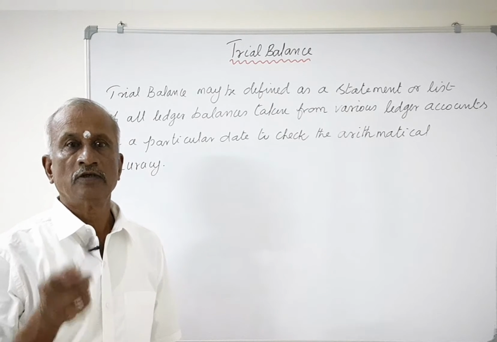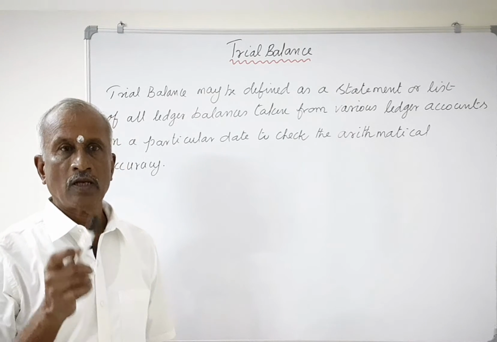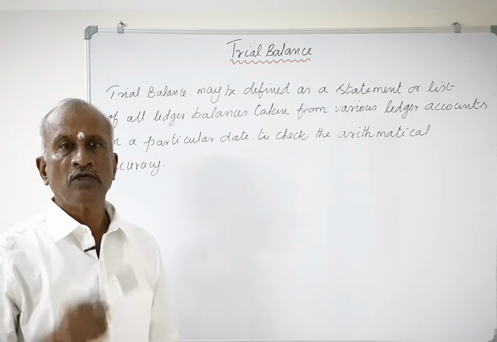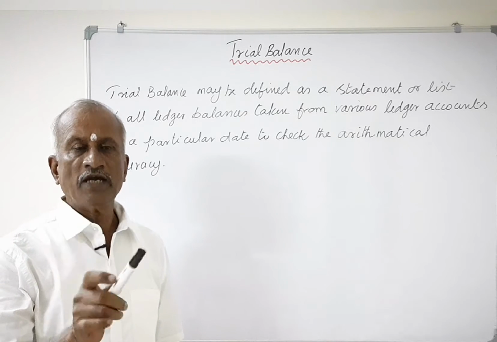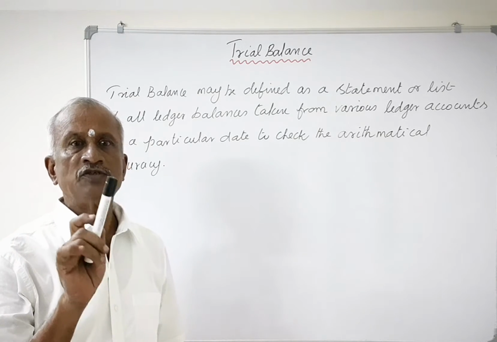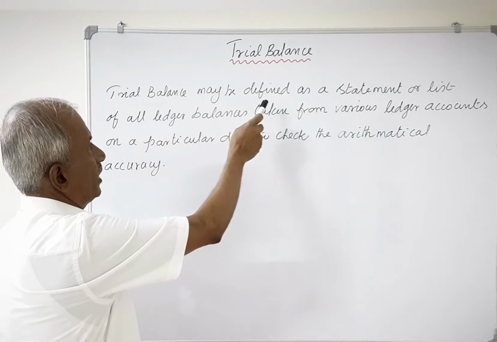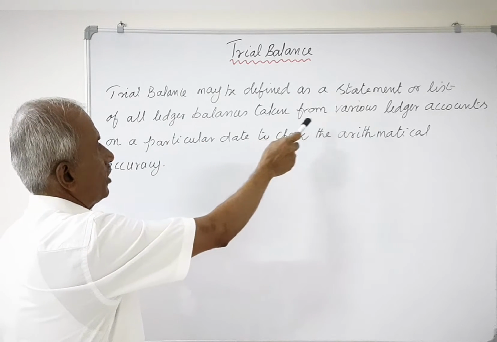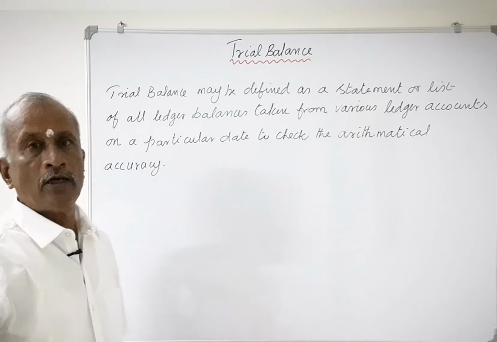In this class, let us discuss how to prepare a trial balance. The business transactions are converted into a journal, then they are posted to the ledger accounts. To check the arithmetical accuracy of the ledger postings, a trial balance is prepared. So, a trial balance may be defined as a statement or list of all ledger balances taken from various ledger accounts on a particular date to check the arithmetical accuracy.